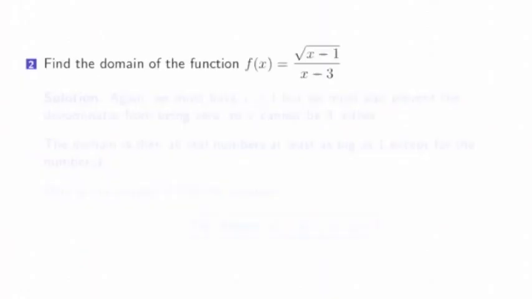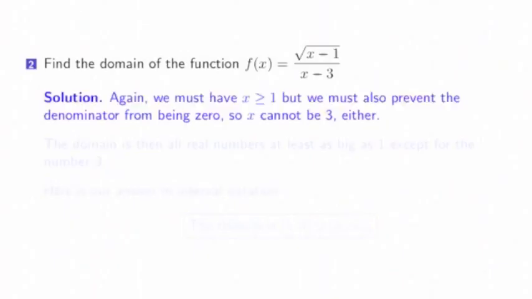Let's find the domain of the function f of x is this fraction, square root of x minus 1 divided by x minus 3. In each case, when we're asked for the domain, you might think about what can't go into the domain. x has to be greater than or equal to 1 in this problem because we need to put in non-negative numbers under that radical sign. But we also have an issue of the denominator possibly being 0, so we have to exclude x being 3.